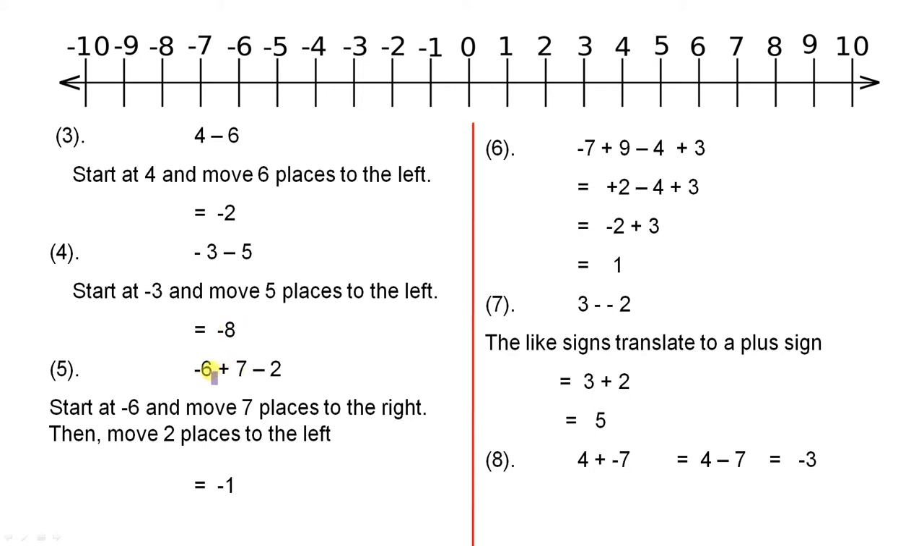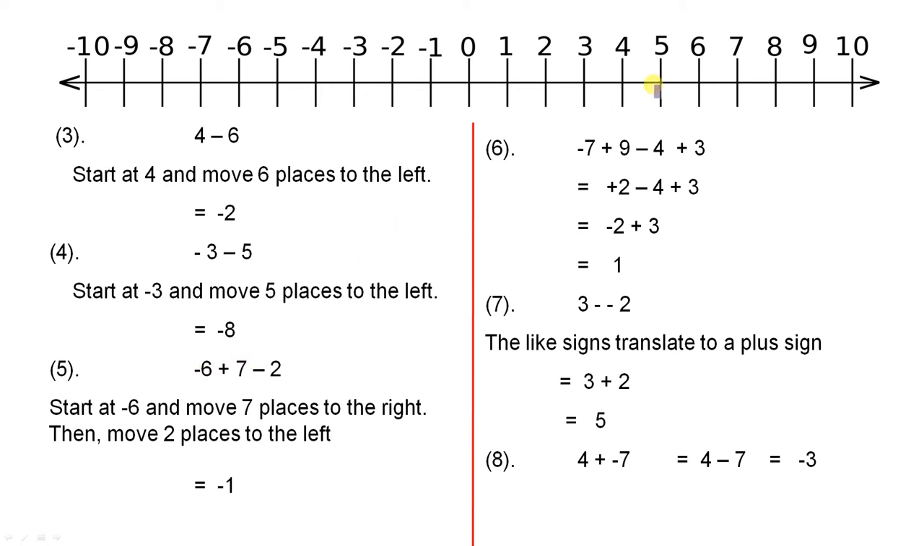For the next one, minus 6 plus 7 minus 2. Here is the first number. Start at minus 6 and move 7 places to the right. That's because of the plus 7. After we've done that, and whatever we land on, then move 2 places to the left. So all you do is just follow from one to the other, one after the other. When you see a plus, you move to the right. When you see a minus, you move to the left.